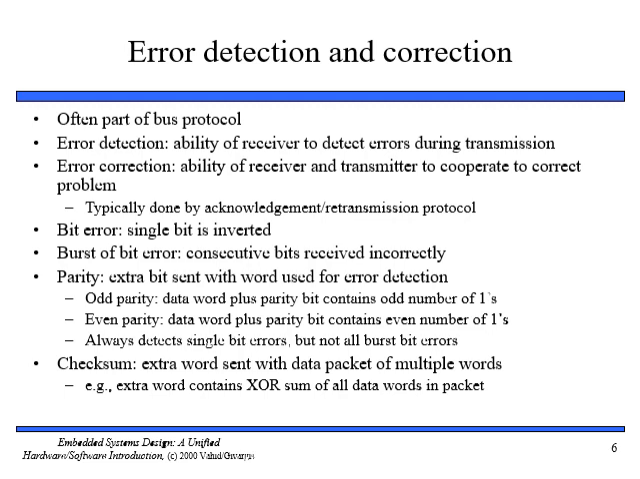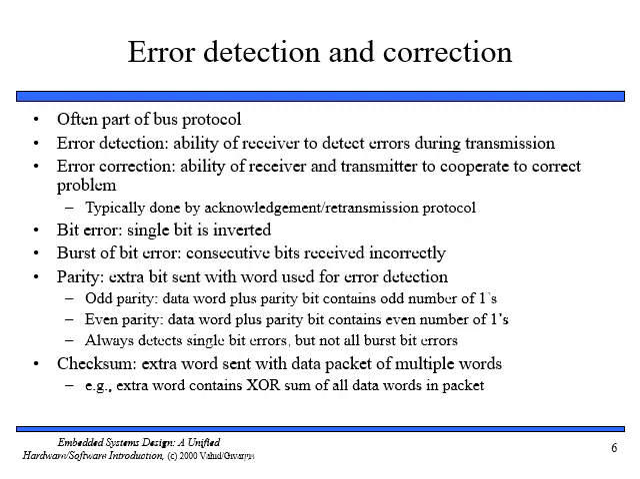A bit error means that a single bit is inverted. A burst error means consecutive bits are received incorrectly. And parity is an extra bit sent with a word, used for error detection. So we have two types of parity here: odd parity and even parity. In odd parity, the data word plus parity bit contains an odd number of ones, whereas in even parity, the data word plus parity bit contains an even number of ones.